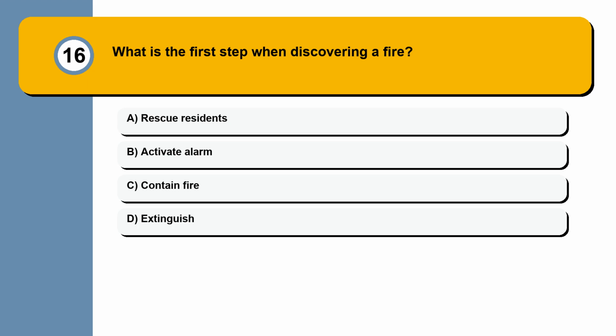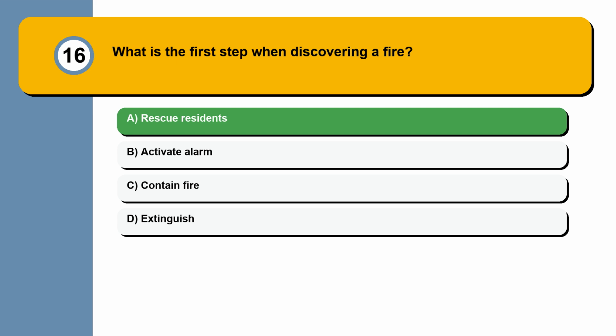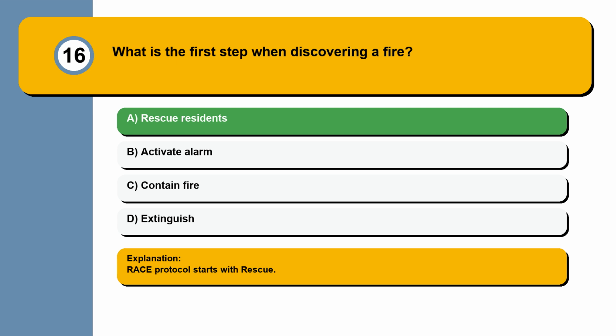Question 16. What is the first step when discovering a fire? Rescue residents. Activate alarm. Contain fire. Extinguish. RACE protocol starts with rescue.